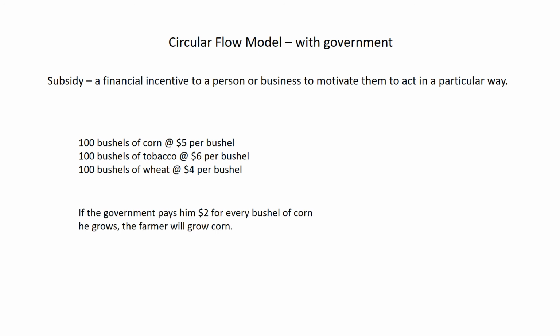If the government were to pay him $2 for every bushel of corn that he grew, it would now be more profitable for him to grow corn. He'd collect $7 for every bushel of corn that he sold, $5 from the customer and $2 from the government, which would now make corn more profitable than tobacco. That $2 was a subsidy that motivated Farmer Brown to grow corn rather than tobacco.